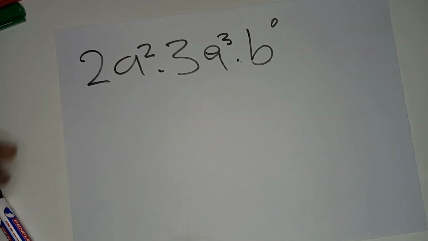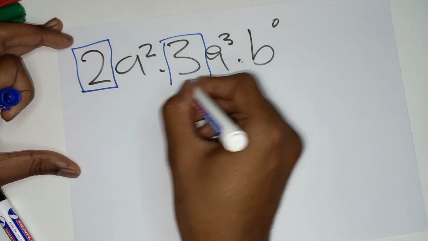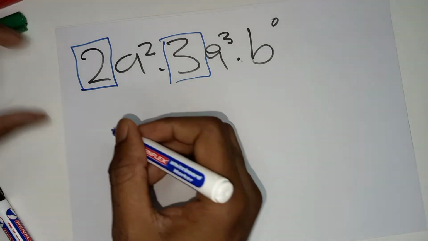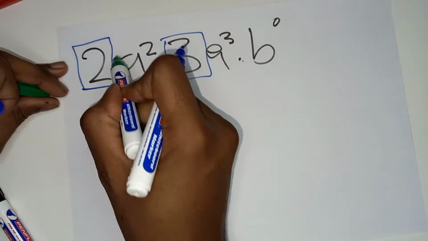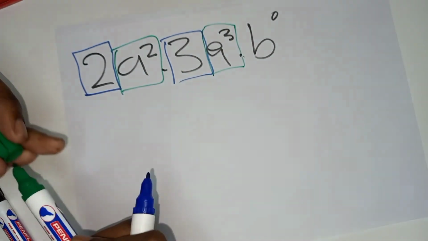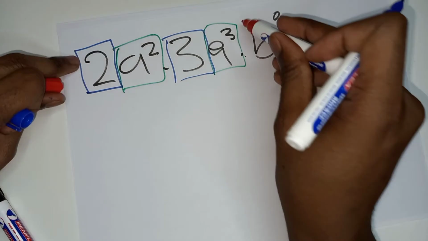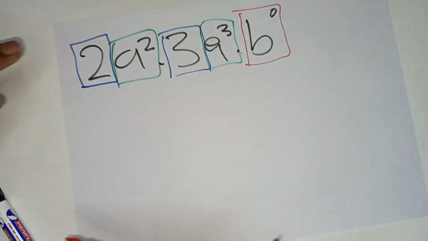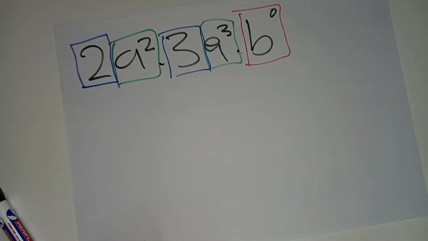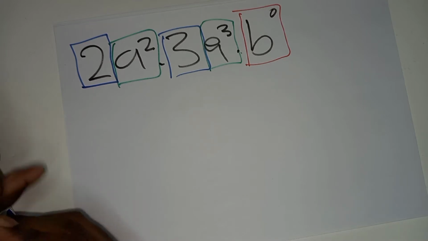What are our like terms in this case? We have the numbers, which is 2 and 3. We have our a, which is a squared and a to the exponent of 3. And we have our b, which is just the one on its own, like so. By grouping the like terms, it's going to make it easier to solve.